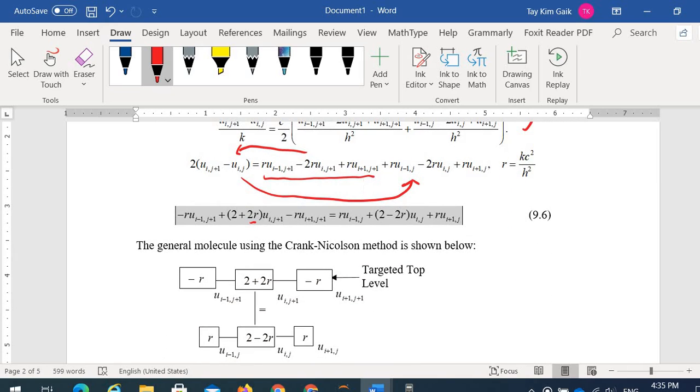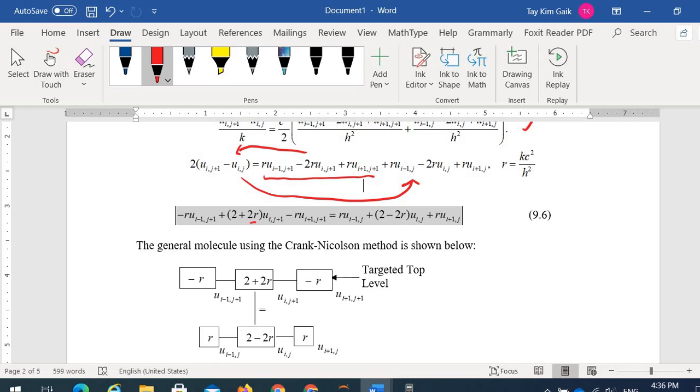So from equation 9.6, if we draw the molecule graph, we have a two-level scheme. Bottom level is level j, top level is j plus 1. At each level you have 3 molecules, left, center, right. For the top level, the left molecule coefficient is minus r, center is 2 plus 2r, right is minus r. At the bottom level, the left cell is positive r, center is 2 minus 2r, right cell is positive r.